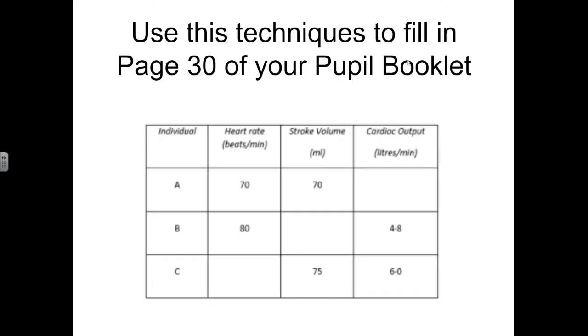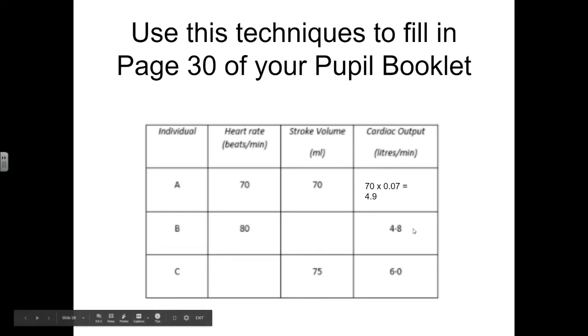So use this technique to fill in the page in your booklet. Okay, so going through this. 7 sevens are 49. We have to then say 70 sevens are 4,900, but divide by 1,000 to go from mils to litres, which gives you 4.9. What number would give you 4.8 litres?